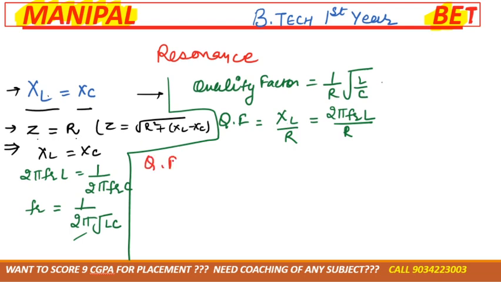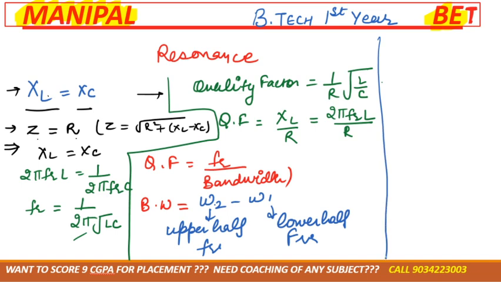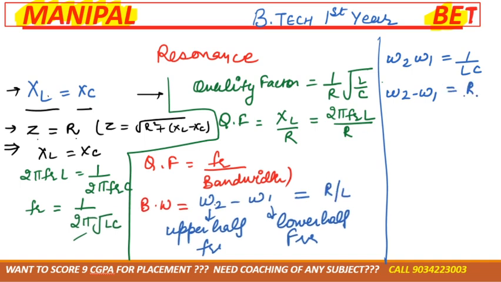Next, we'll have another formula for quality factor, that is resonant frequency divided by the bandwidth. And what is bandwidth? Bandwidth is the difference in the two frequencies. So there is one more formula for bandwidth, that is omega 2 minus omega 1. Omega 2 is the upper half frequency and omega 1 is the lower half frequency. Okay, we'll have another formula, omega 2 into omega 1 is equal to 1 by LC, and omega 2 minus omega 1, this is bandwidth only, that is R by L also. This is R by L.